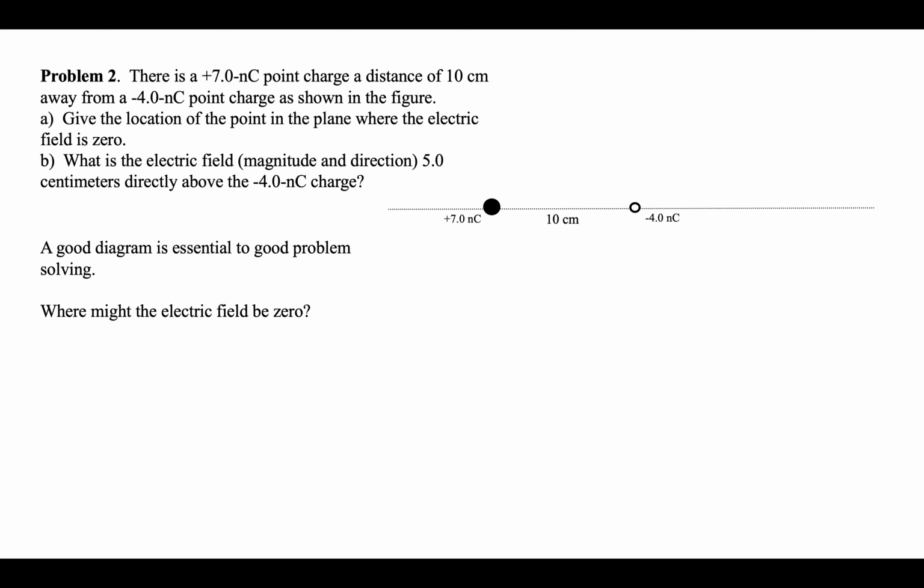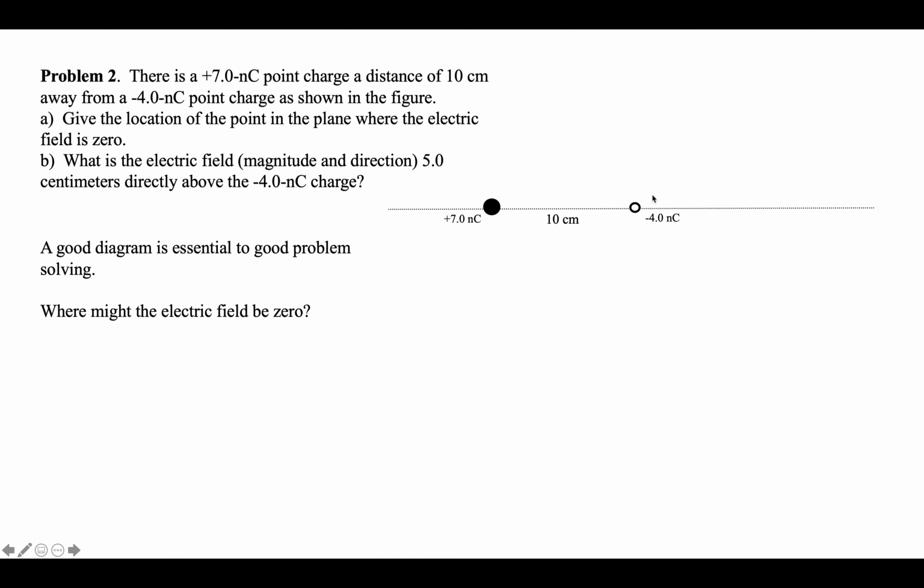If we look in between the two charges, the plus 7 is making a field to the right, away from it. The minus 4 is making a field to the right, toward it. The fields add between the two charges. They're never going to cancel each other out. Over here, the plus 7 is producing a field away from it to the left. The minus 4 is producing a field toward it to the right. But in this tug of war, the 7 is always going to win because it's bigger and it's closer.